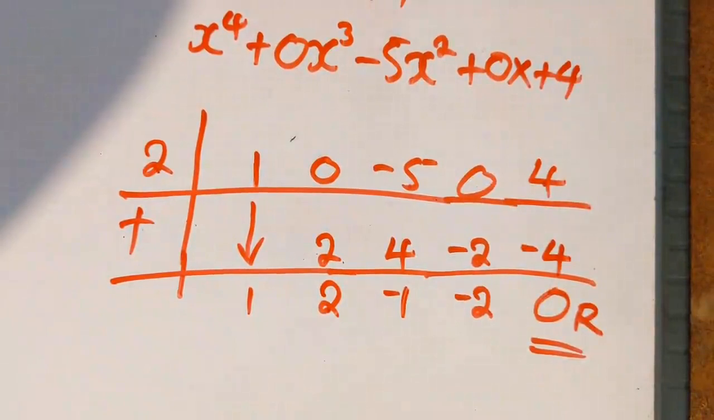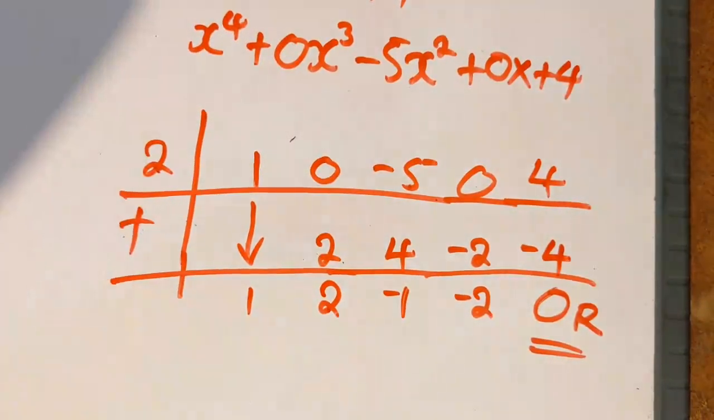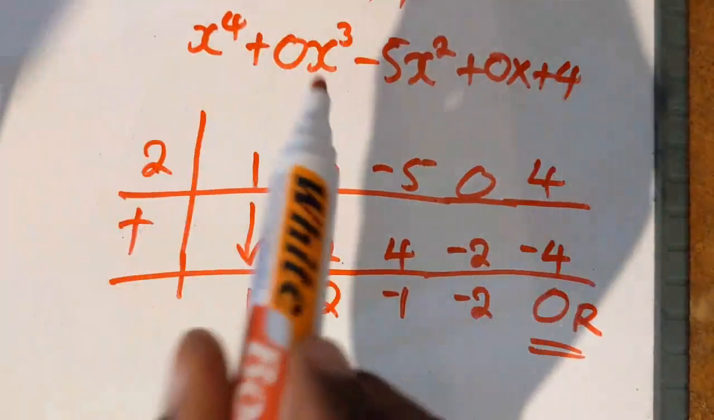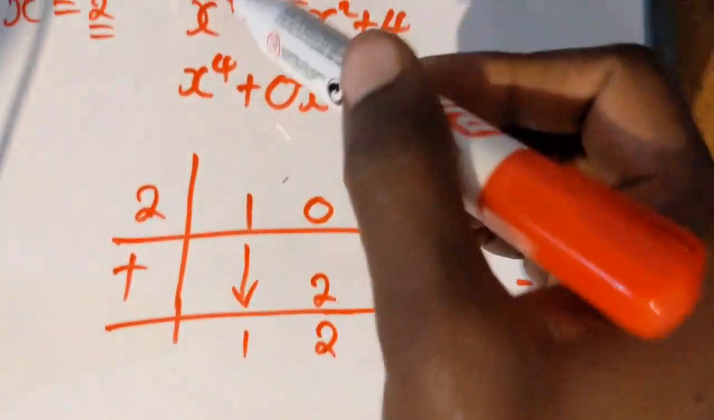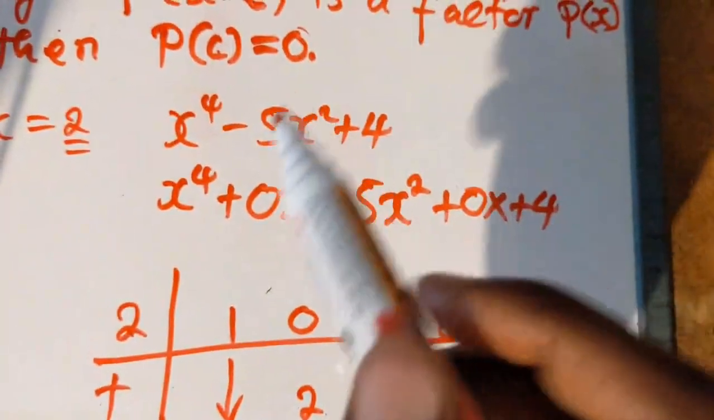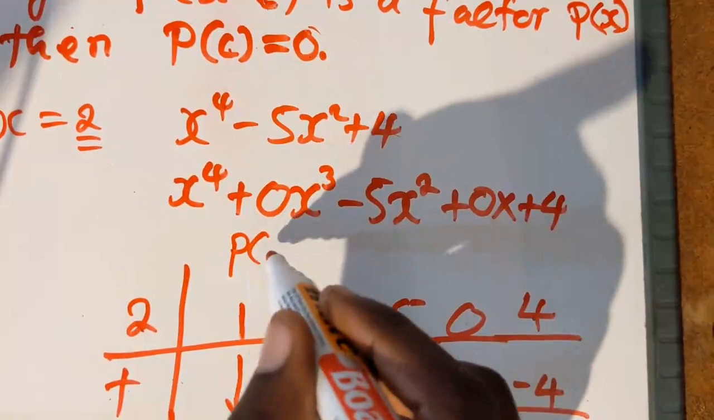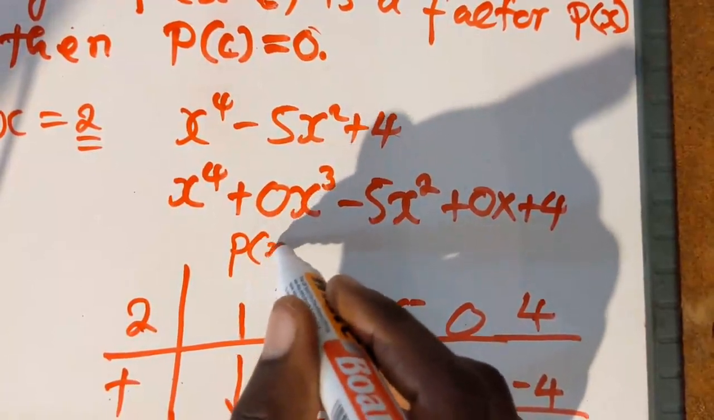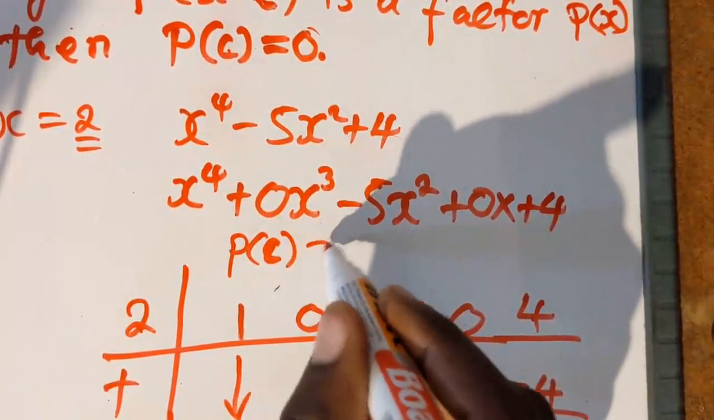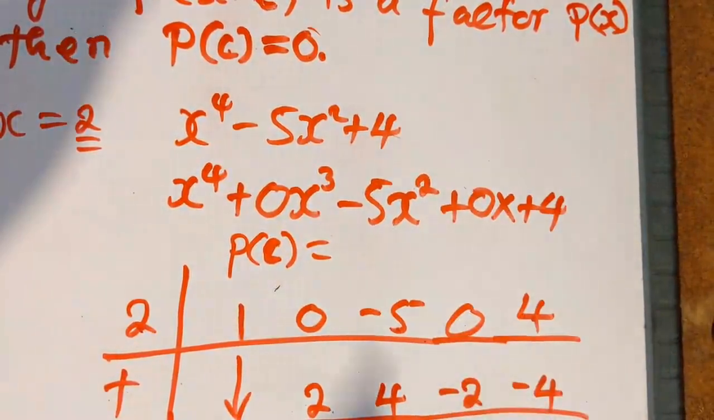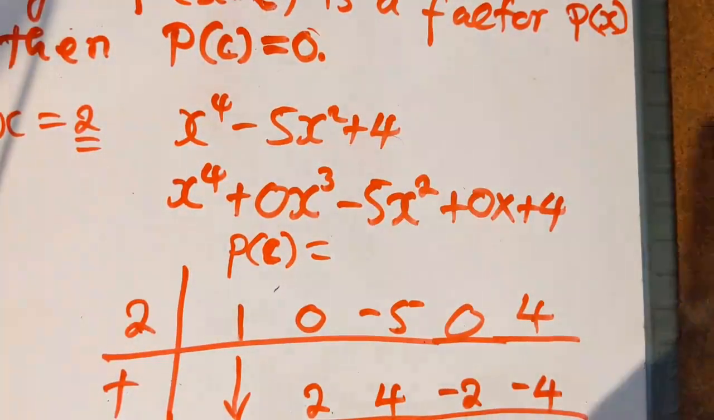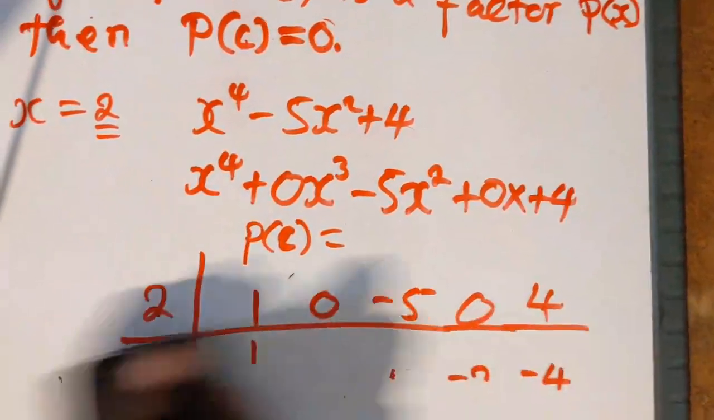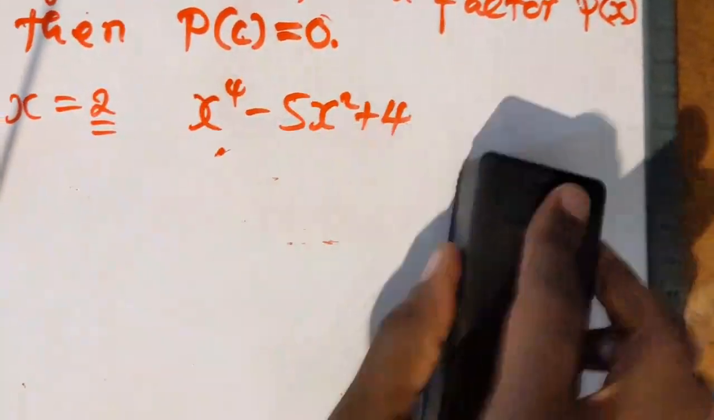So you can use this, but the factor theorem formula is what I solved earlier, putting p of c. That is the factor theorem. So that is one and the same thing. I'm sure you've understood the factor theorem. So now let's talk about the remainder theorem.